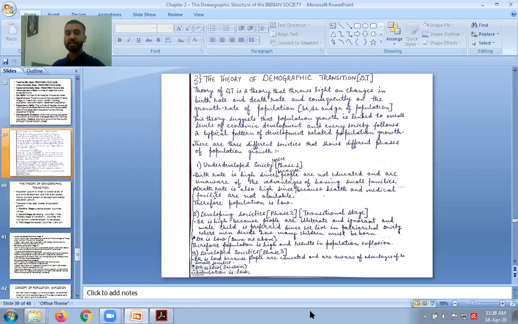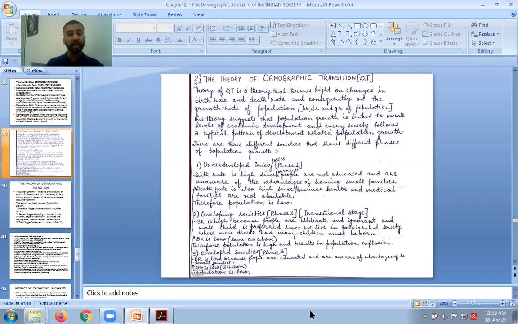Now, what happens in underdeveloped societies? Birth rate is high. Now, why is birth rate high in underdeveloped society? Many African nations come under underdeveloped societies, right? Many African nations or other nations which are underdeveloped all come under underdeveloped societies. Now, in those societies, your birth rate is always high.